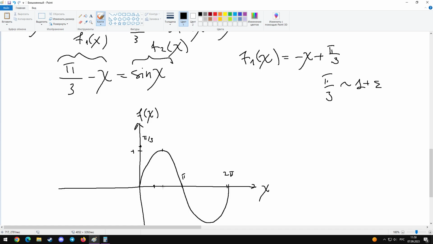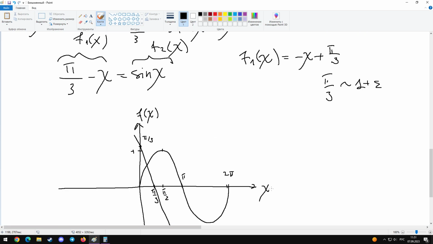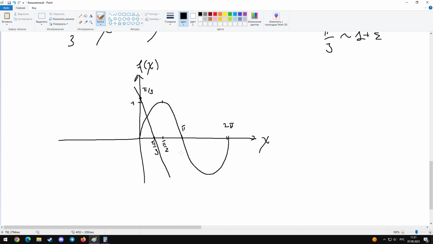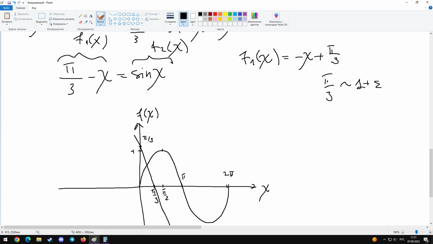And this point goes to pi over 2. And here pi over 3. And our line goes like this. So I've messed up with the scale drawing this graph. The scale of the x axis and f of x axis are not equal, so I messed up with the scales of the axis. They're not equal, but that's fine. So we can see that our linear function crosses our sine graph at this point.